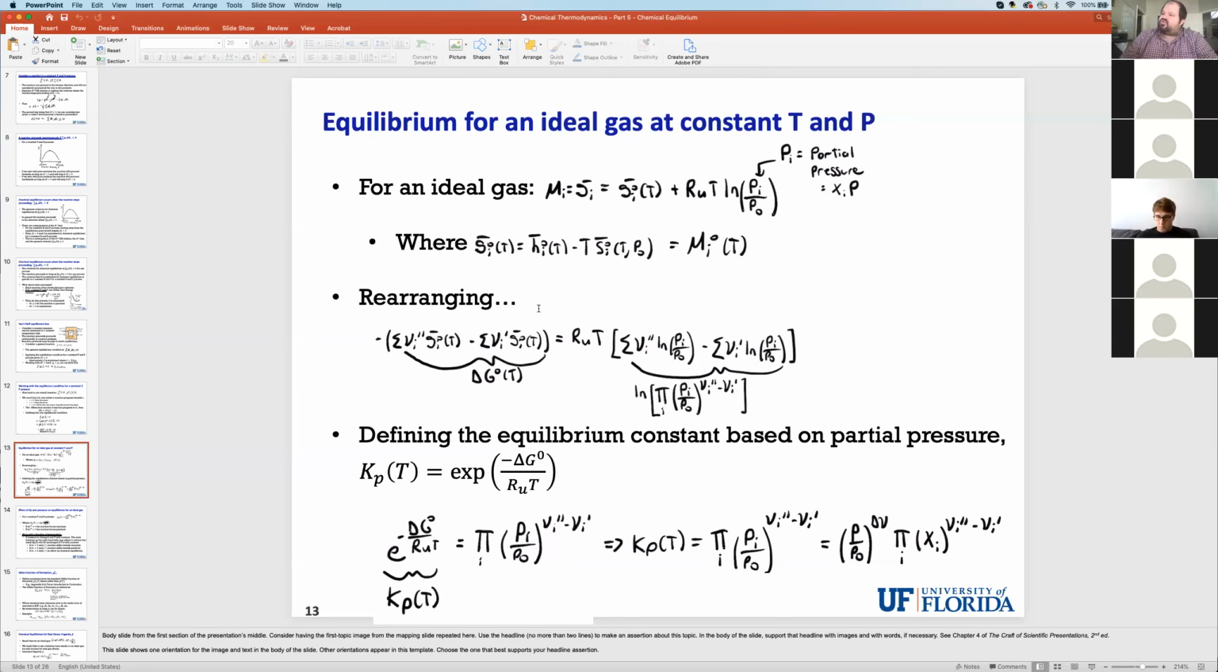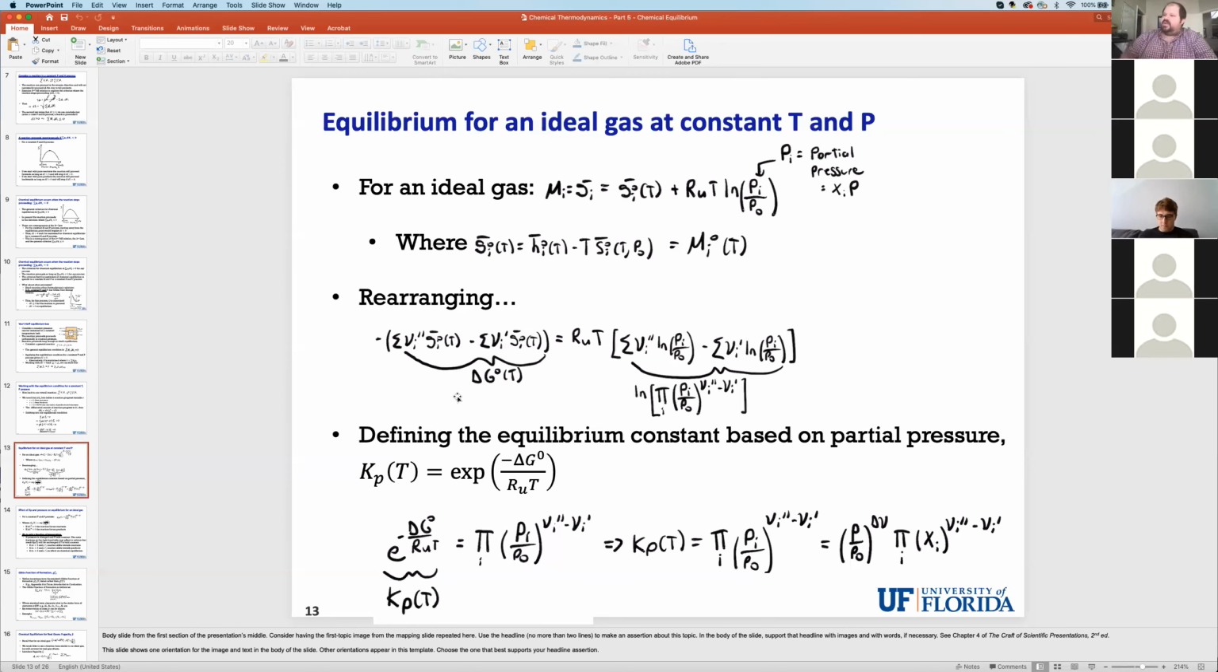And this term here, it's extremely common. We have the sum of nu i double prime g_i naught minus the sum of nu i prime g_i naught. This term here is so common, it's called delta G naught T, or the change of Gibbs free energy between the products and the reactants. And it turns out that even if we use a real gas equation of state, this term changes, and we're going to go over how that term changes fairly soon. Okay, and so this term we will define.